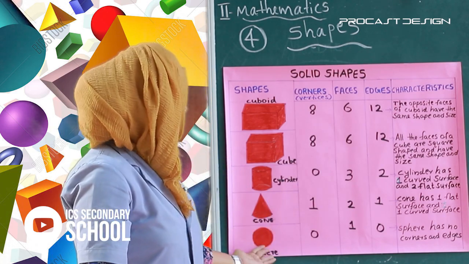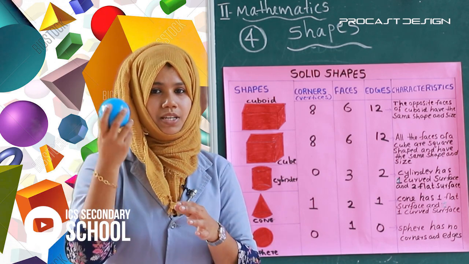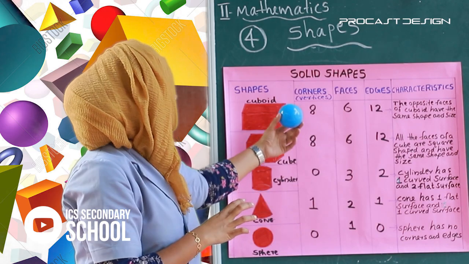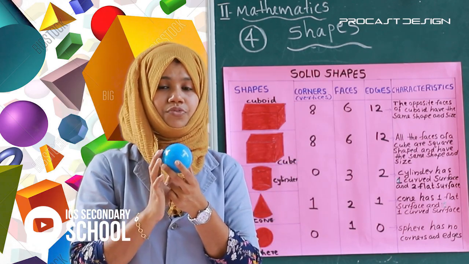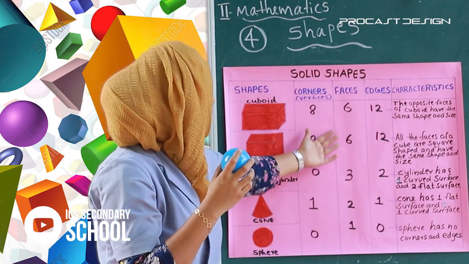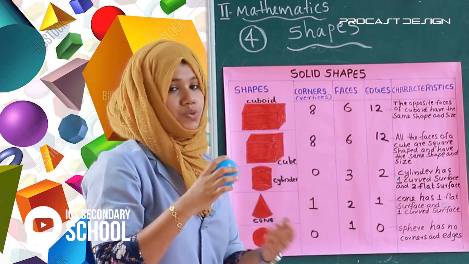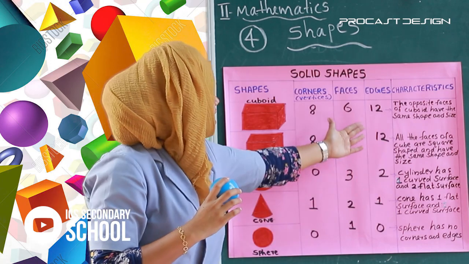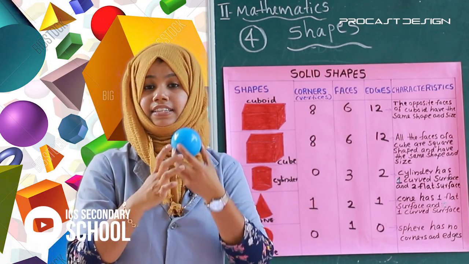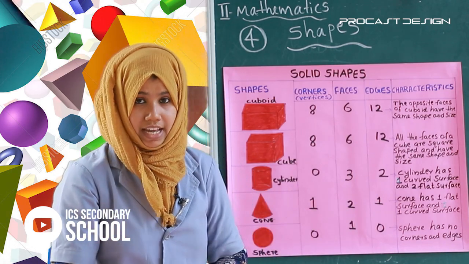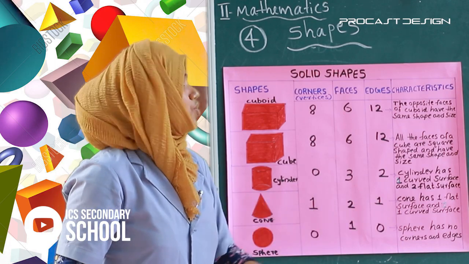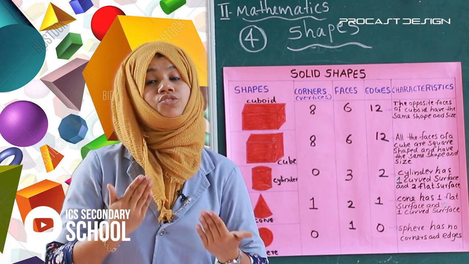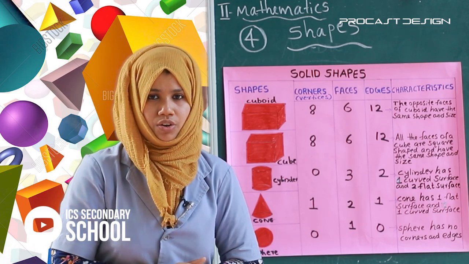So the last one is sphere. What is in my hand? Yes, this is a sphere shape. In a sphere there is no corner. In a sphere there are no corners and edges, and one curved face. Is it clear that a sphere has no corners and edges? And this is about our solid shapes.